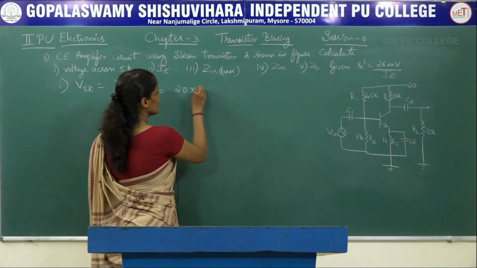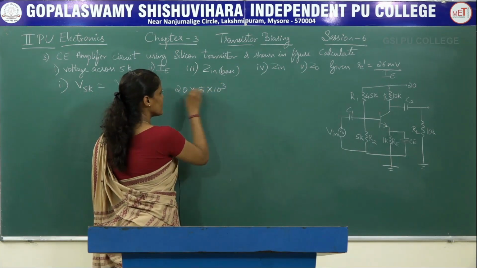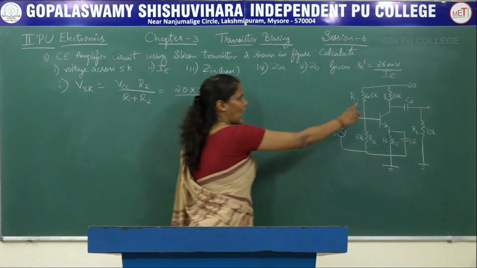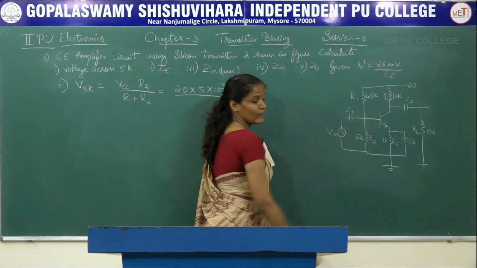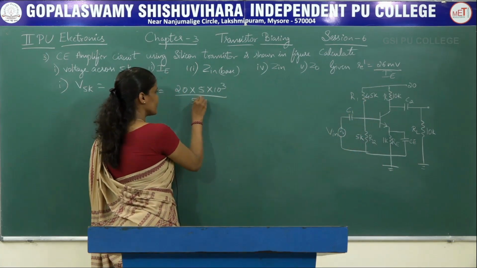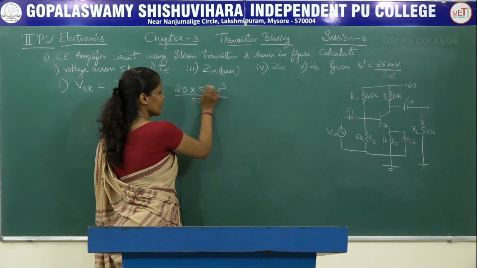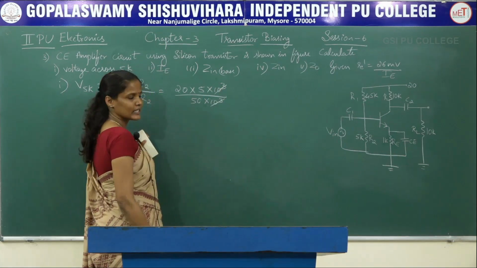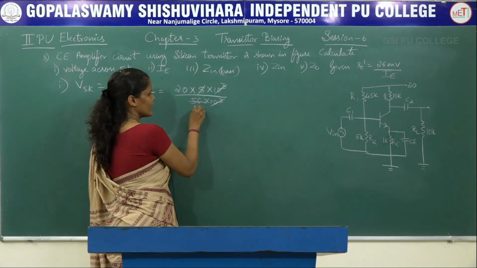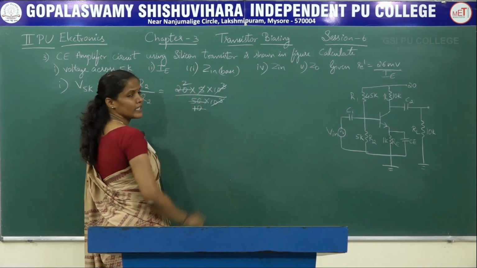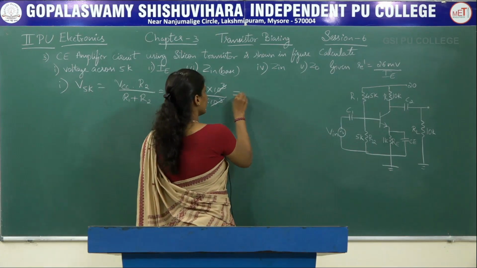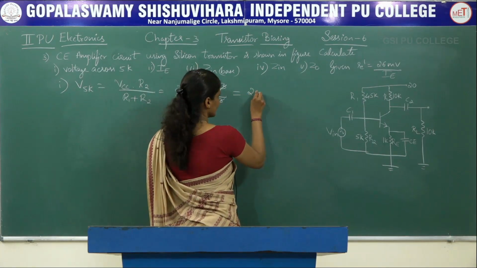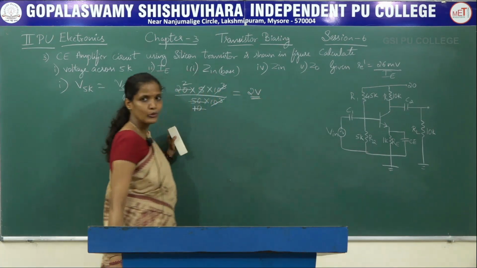R2 value is equal to 5 kilo, 5 into 10 to the power of 3 divided by R1 plus R2, 45 plus 5, which is equal to 50K, 50 into 10 to the power of 3. The 10 power 3 and 10 power 3 cancel. 5 ones are 5, 5 tens are 50, 10 ones are 10, 10 twos are 20. So the voltage across the 5 kilo ohm resistor is equal to 2 volts.